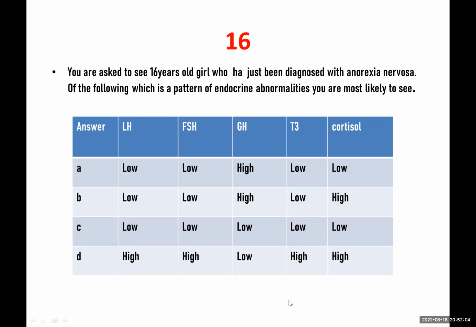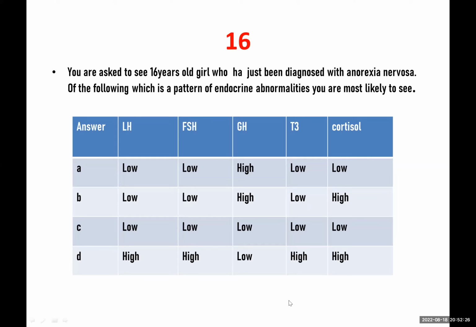So I have low LH and FSH, and I have low T3 and high cortisol, with a growth hormone which is high, because this state usually creates what we call growth hormone resistance. So the growth hormone itself will be on the higher side because of some sort of resistance, but if we measure the insulin-like growth factor, it's going to be low.